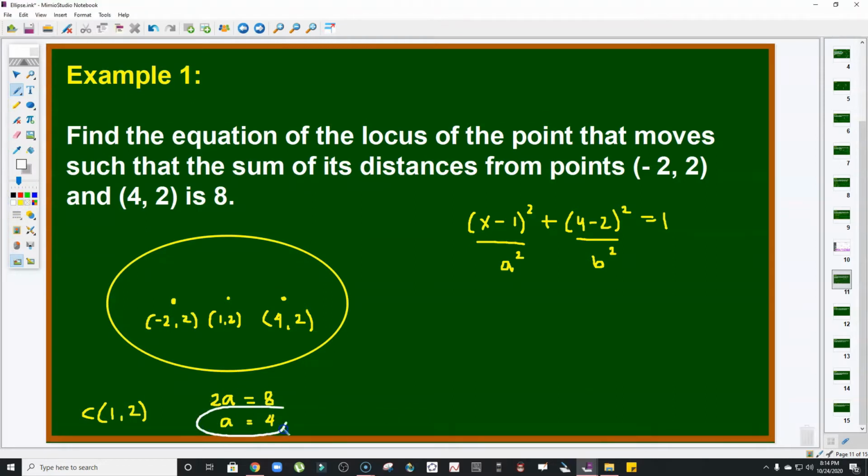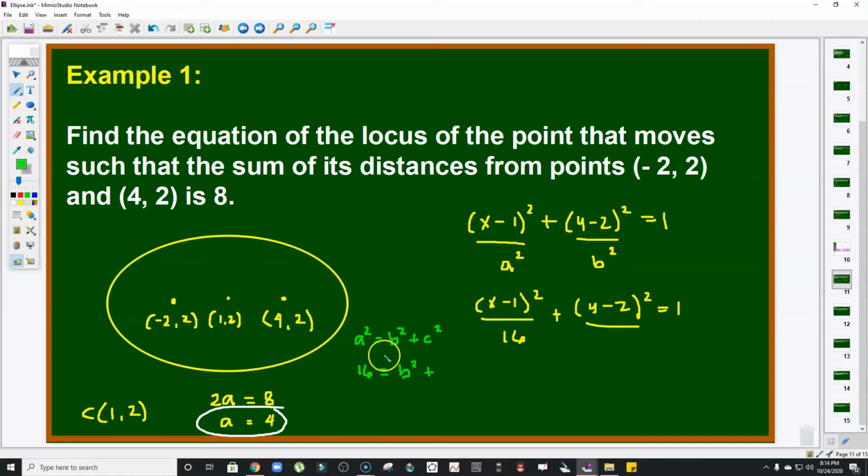So let me copy this: (x minus 1) squared over 16. I just need b. Equals 1. So how are we going to get b? Take note of the Pythagorean relation in ellipse: a squared equals b squared plus c squared. I already have 16. I don't have b, and that's what we're looking for. But we can get c.